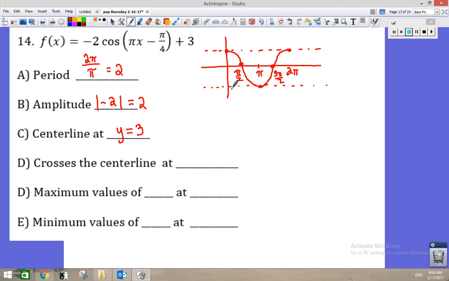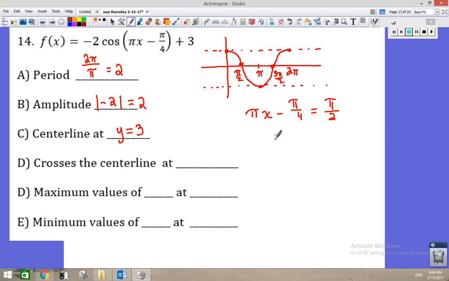So we cross the center line when the input for cosine is pi over 2. So if we find the value of x so that this expression is equal to pi over 2, then we know that this will be the cosine of pi over 2, and it'll be 0, and negative 2 times 0 is 0, and 0 plus 3 is 3.